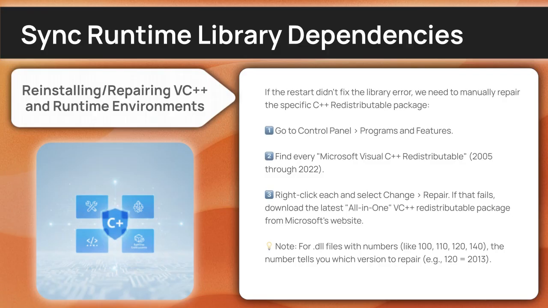If the restart didn't fix the library error, we need to manually repair the specific C++ redistributable package. First, go to Control Panel, then select Programs and Features. Second, find every Microsoft Visual C++ Redistributable, 2005 through 2022. Third, right-click each and select Change, then select Repair. If that fails, download the latest all-in-one VC++ redistributable package from Microsoft's website.